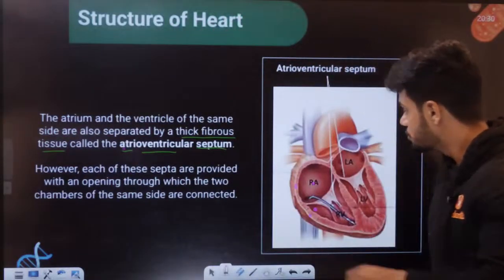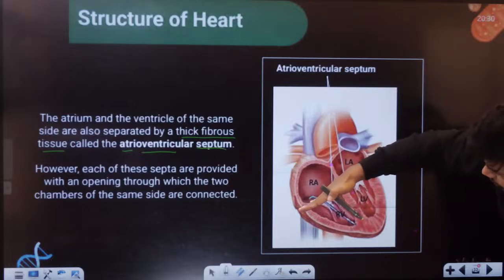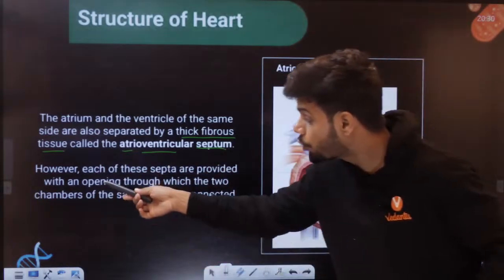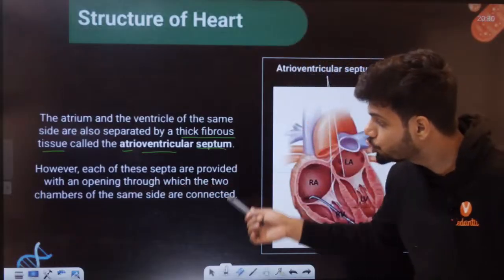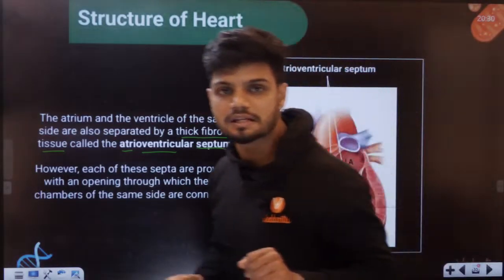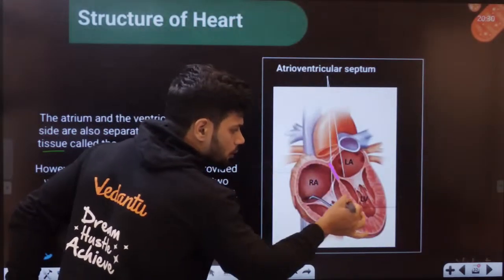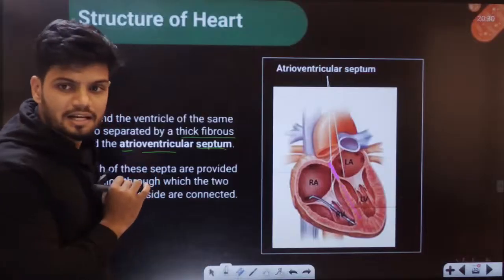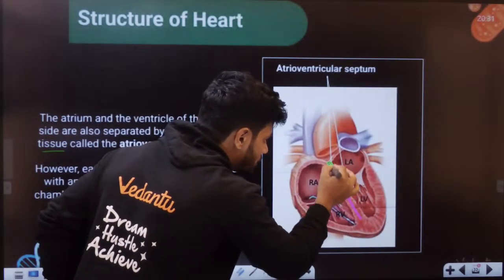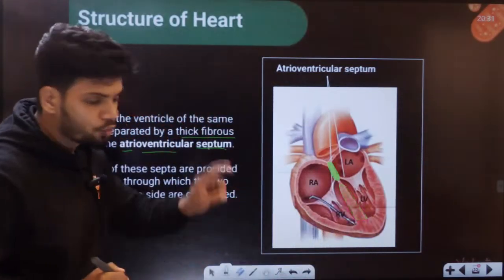Atrioventricular septum here. So how many septa are there, students? First on the top, second at the bottom, then here and here. However, each of these septa is provided with an opening through which the two chambers of the same side are connected. Now what is the meaning of this? We learned that one septum is present here, and one septum is present here. This much we learned. Two septa first.